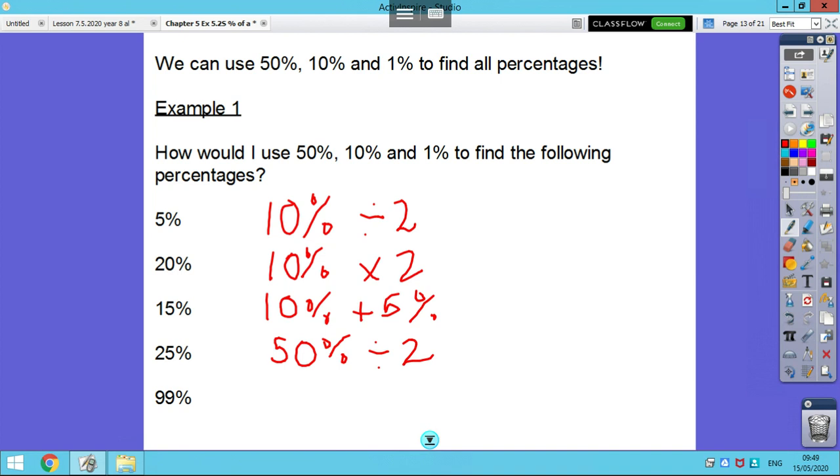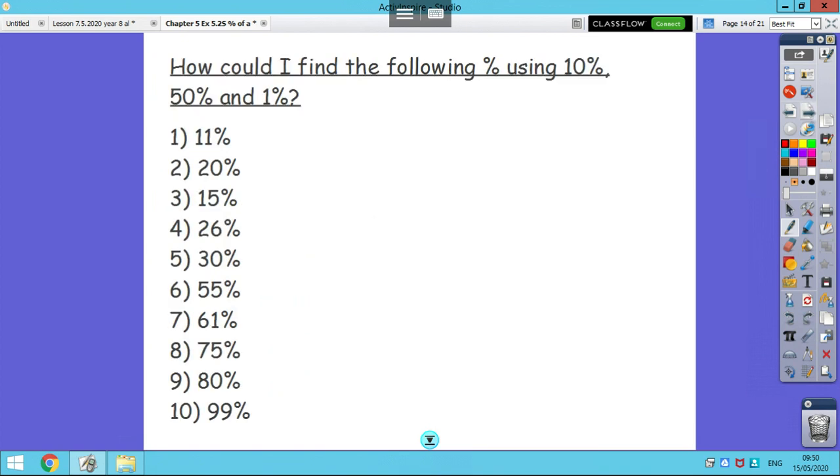And then 99. Now, this is just a little extra one that I thought we'd throw in. 99% is 100%, take away 1%. So what you could do is you could find 1% and then do the 100%, which is the number that you're given, and take away 1%. So that's just a little extra one for you to think about. So you'll see as we go on how you can use 50%, 10% and 1% to find all different types of percentages. So I want you to really think about these.